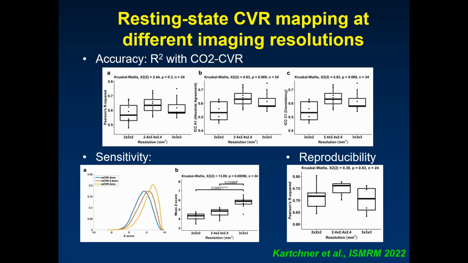We also evaluated the reproducibility by dividing the 10-minute resting state CVR scans into the first 5 minutes and the last 5 minutes, calculating the resting state CVR map from the two halves, and then calculating their spatial correlation. We can see that there's no group difference between different spatial resolutions. So these results suggest that this method can be applied in studies with different imaging resolutions, with similar accuracy and reproducibility.